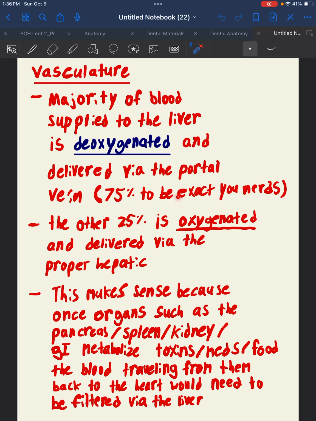as deoxygenated blood through that portal vein, and the liver will perform its detoxification and filtration job to make sure none of those trace toxins or bad substances make their way back into the heart and get supplied systemically all throughout the body. So that's why the majority of the blood traveling to the liver is actually deoxygenated and not oxygenated, because its main job is to filter all those bad things out of the deoxygenated blood traveling back towards the heart.